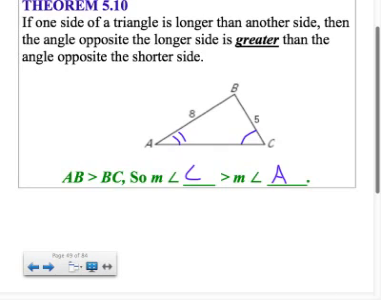And hopefully that makes sense, right? I mean, the bigger the opening, the longer the side is going to be. And when I say the bigger the opening, what I'm really saying is the bigger the angle, the longer the side.